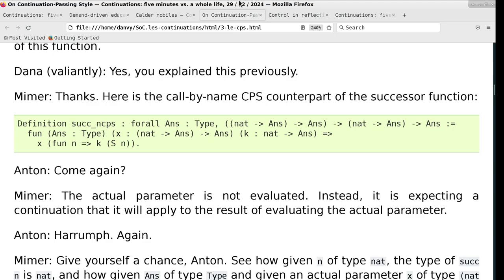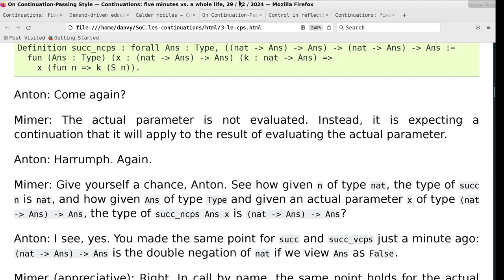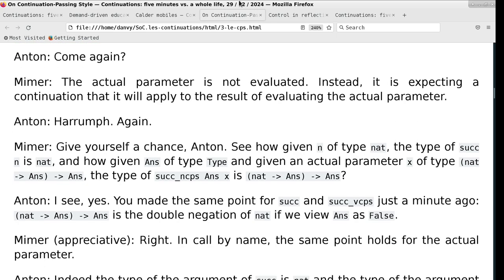Give yourself a chance, and then see how, given n of type nat, the type of succ n is nat, and how, given an answer type and given an actual parameter x, the type of its call by name CPS counterpart is applied to the answer.